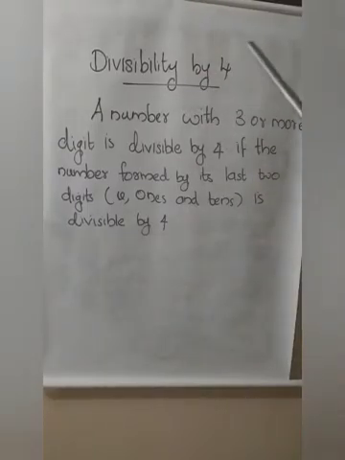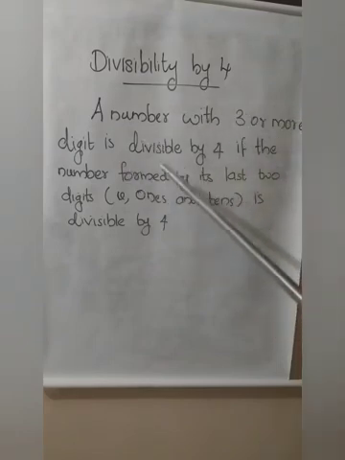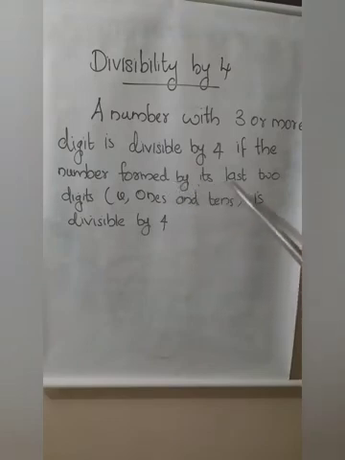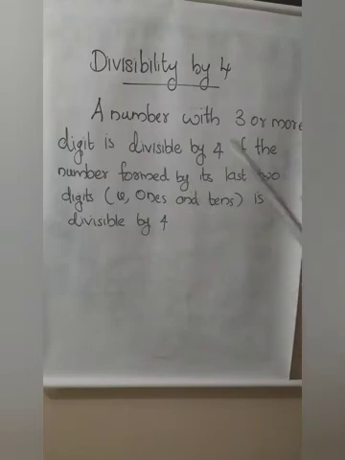Divisibility by 4. What is the condition for a number to be divisible by 4? A number with 3 or more digits is divisible by 4 if the number formed by its last two digits, that is, ones and tens, is divisible by 4. Here they are discussing the case of 3-digit or more numbers. 2-digit numbers we can compare directly. But when it's the case of 3 digits or more, we use this rule.